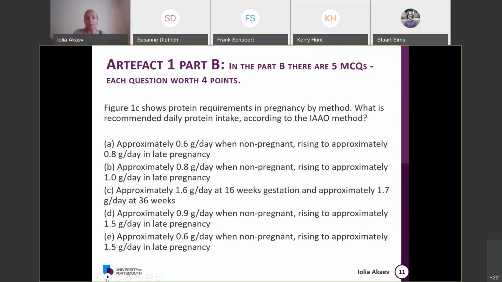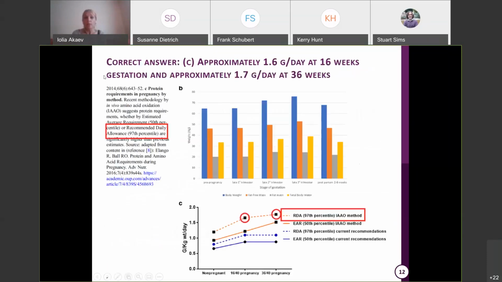So when they go to the figure, they have to work out first of all. So they look at figure C, you can see here. So they have to read it as well. So where is the actual recommended daily allowance, and what is this, which it says here 97th percentile. So if they go here, they will see this is the recommended daily allowance percentile, and this is the method we ask them in the question.